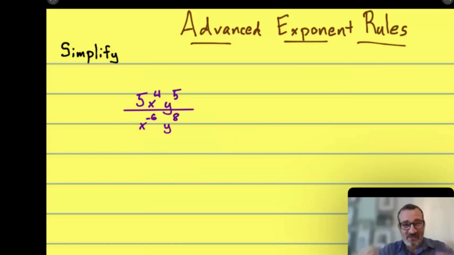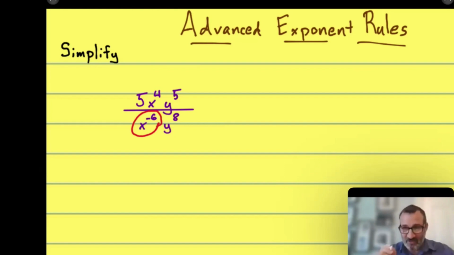So it wants to simplify this fraction. And you can tell that we have x's in the numerator, x's in the denominator. We also have y's in the numerator, y's in the denominator. First thing we're going to do is get rid of the negative exponent.